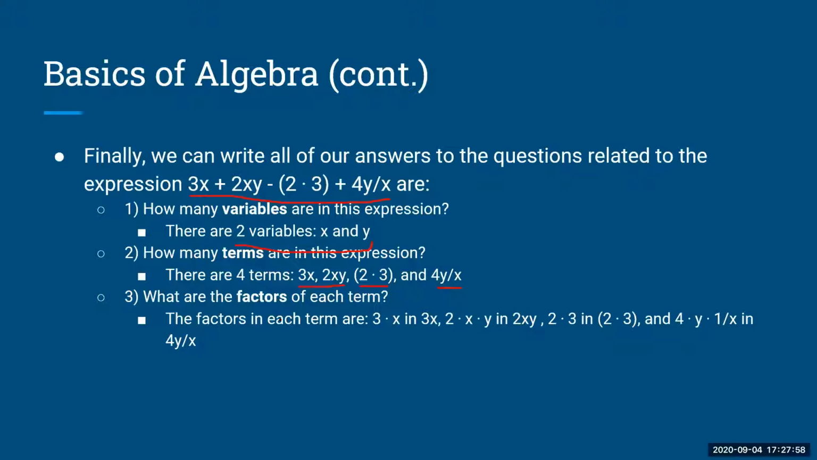And what are the factors of each term? Well, we just covered that. 3 times x in 3x, 2 times x times y in 2xy, 2 times 3, and 4 times y times 1 over x in 4y over x. Any questions? So we know what terms are. We know variables and the factors of each term.